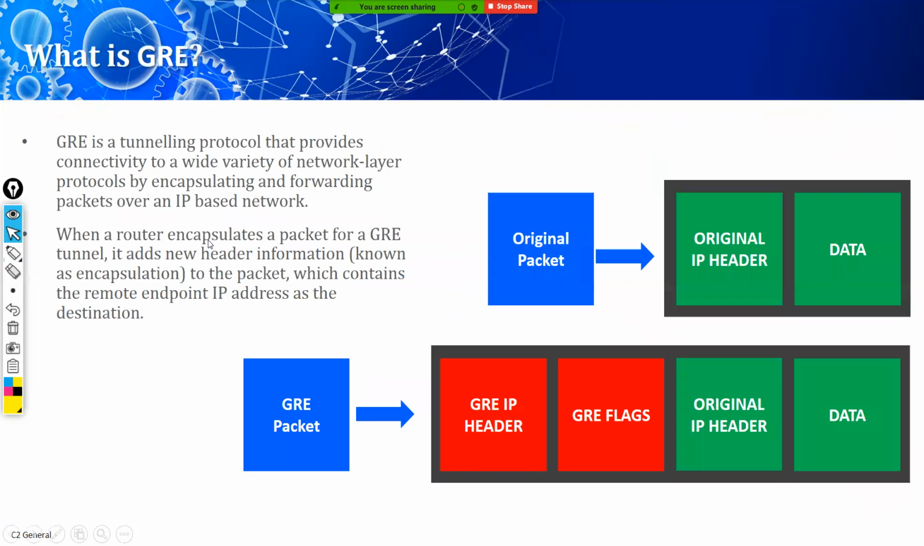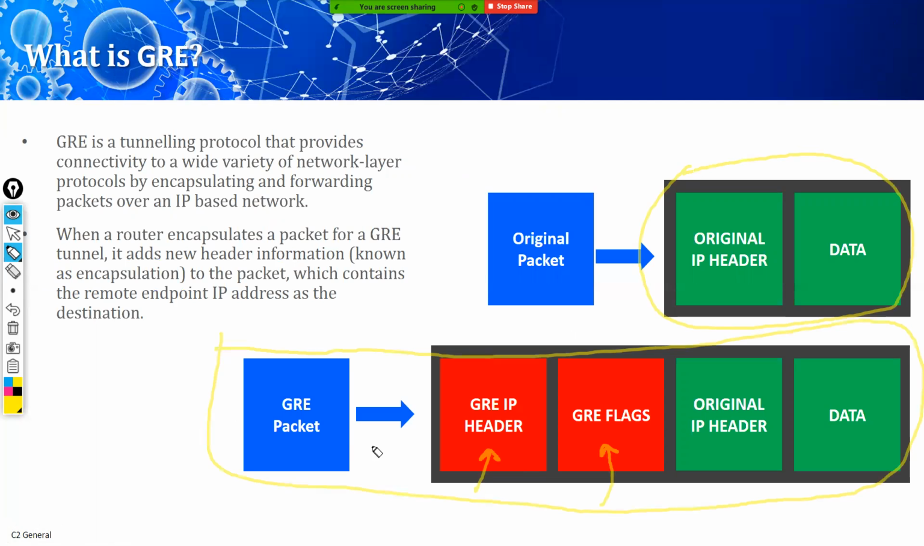So GRE tunnel is basically a way in which we encapsulate a packet within a tunnel and send it across. This is the header of the GRE packet. If we see, this is the data and the original IP header. So we add GRE flags on top of that and the GRE IP header. So this is how the GRE tunnel looks after adding an additional header on top of the existing original IP header.